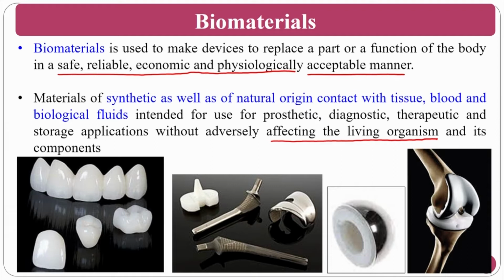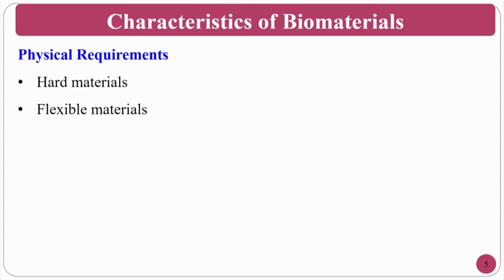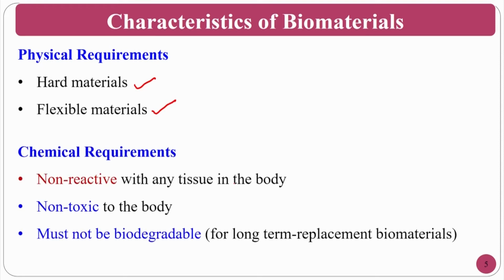There are stents and other things where the advanced machining processes such as laser micro machining and all those things will play a major role. The characteristics of biomaterials, physical requirements: it should be hard material, depending on your application. It can also be a flexible material. The chemical requirements: it should be non-reactive with any tissue of the body. That means it should be a bio-inert material.